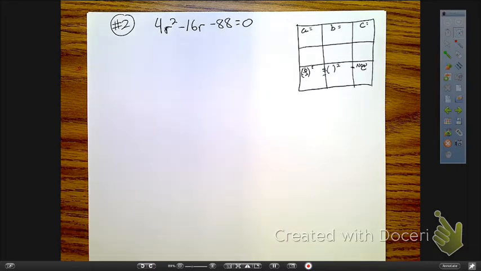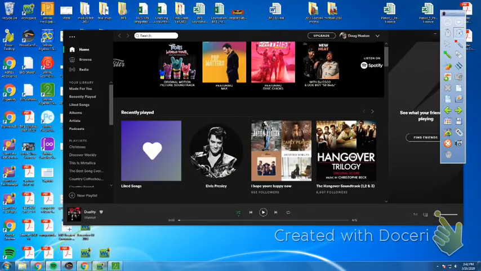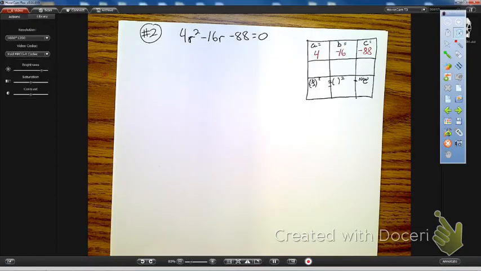Step 1 from our, before we can do step 1 of our solving steps, we need to make sure our equation is written in standard form and we know exactly what a, b, and c are. Equals 0, so that tells me a is 4, b is negative 16, c is negative 88. Step 1 says, excuse me guys, I apologize. Let's try that again.